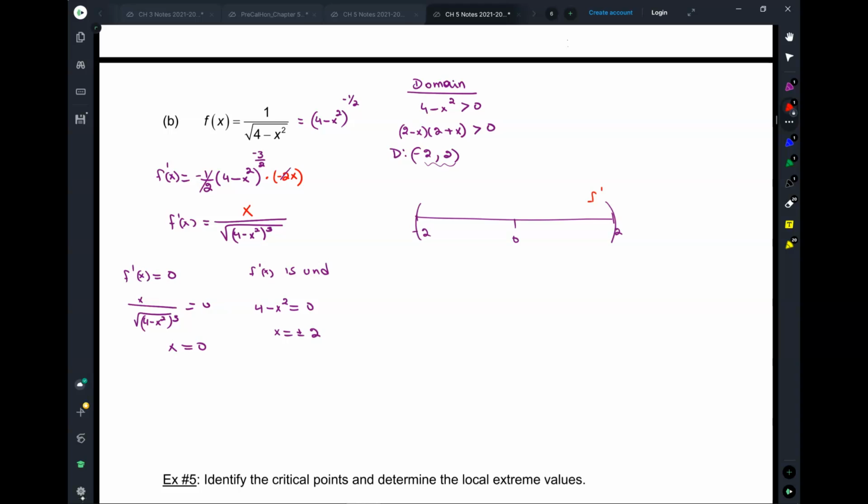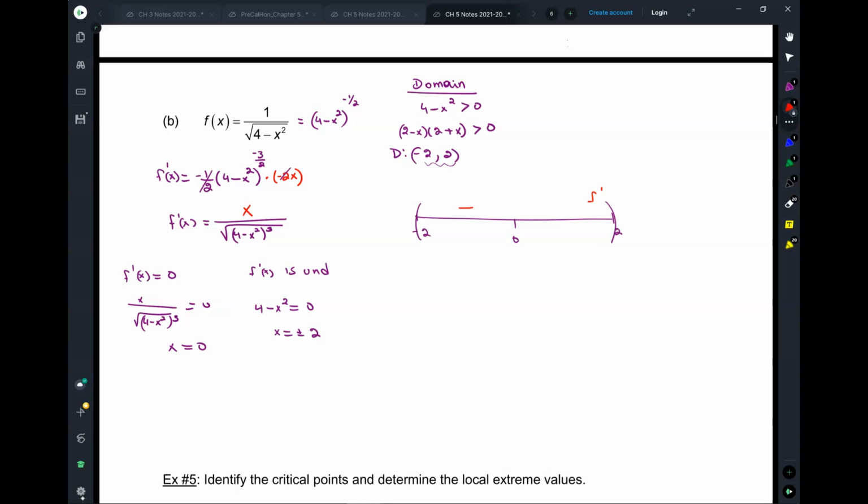When I get numbers from this region, like -1, the numerator gives me negative. The denominator, 4 minus +1, is positive. Negative over positive is negative.